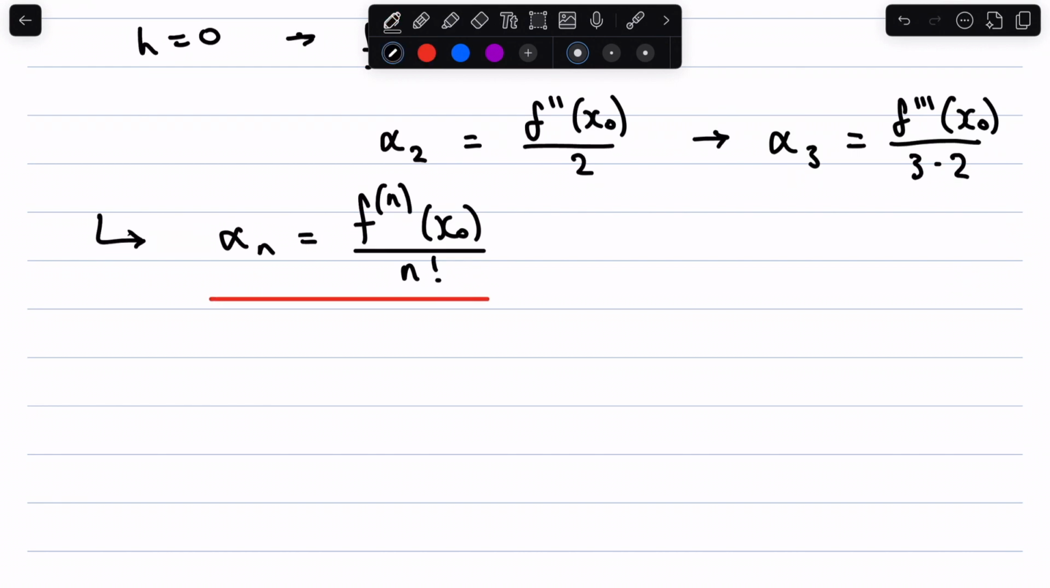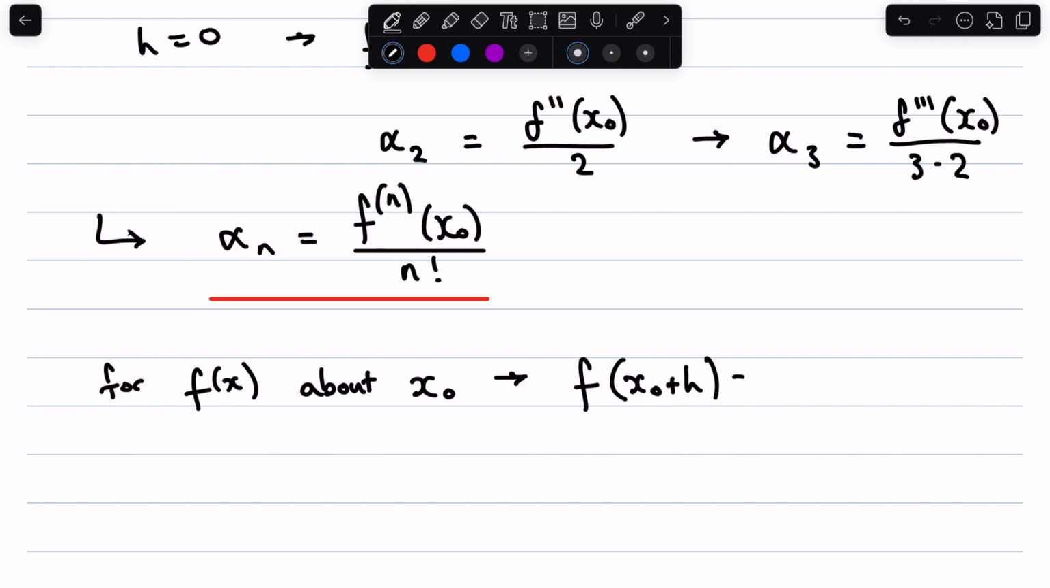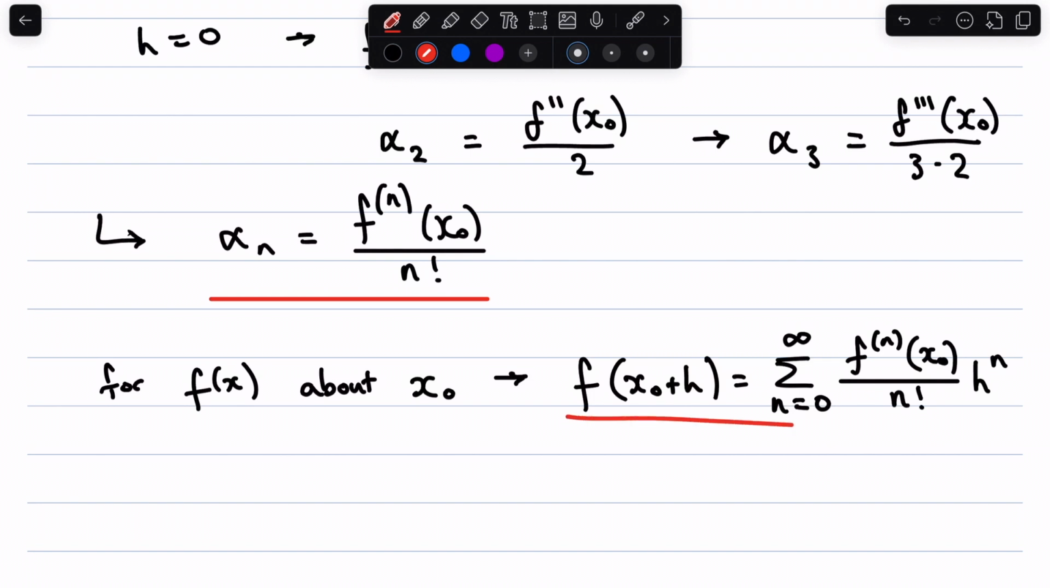And so what that gives us is the Taylor series. So for our function f of x, about the point x0, which is where we know all our derivatives, we get this Taylor series, which is that f of x0 plus h is equal to the sum from n equals 0 to infinity of our alpha n, which is f differentiated n times at the point x0, divided by n factorial, times h, which is our small increment, to the power of n. So this is our Taylor series.